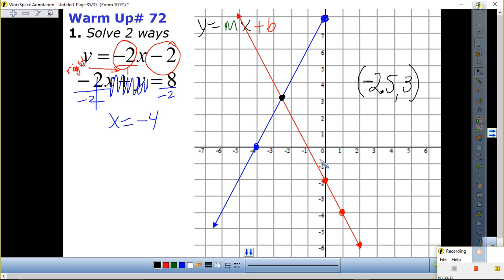Yeah. Are we gonna get a graph? Yeah, I'm gonna give you a graph. So, are we okay with the first method?